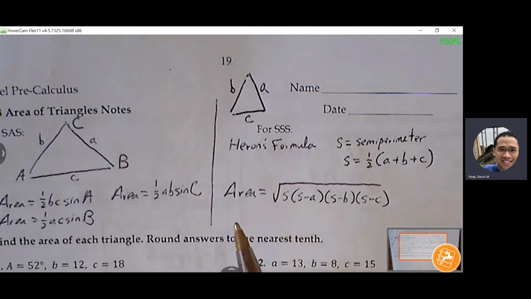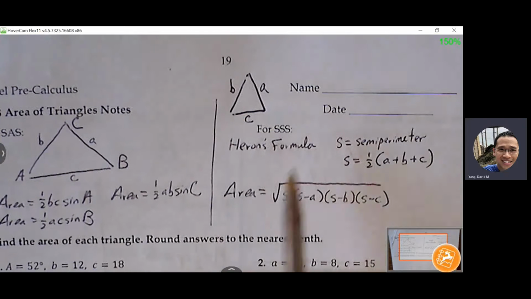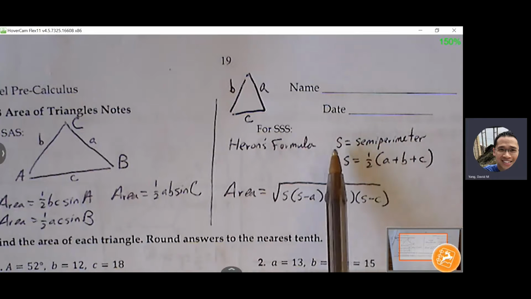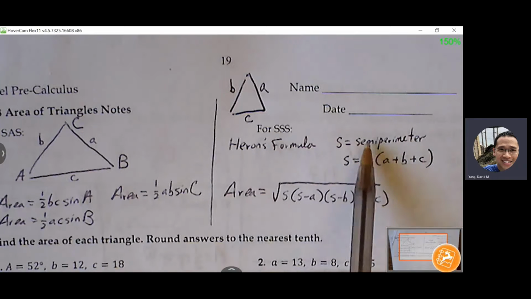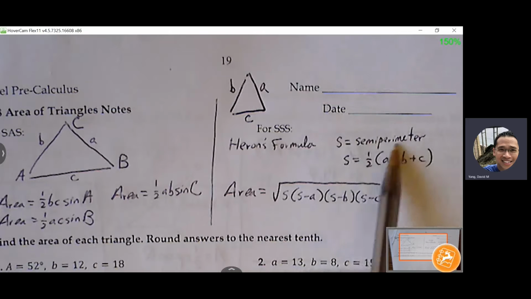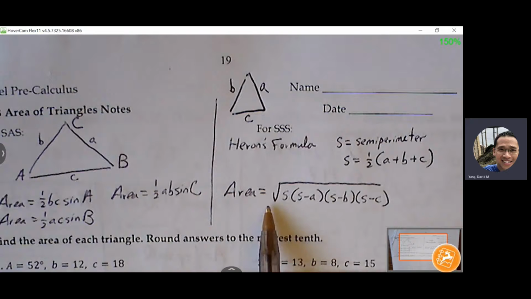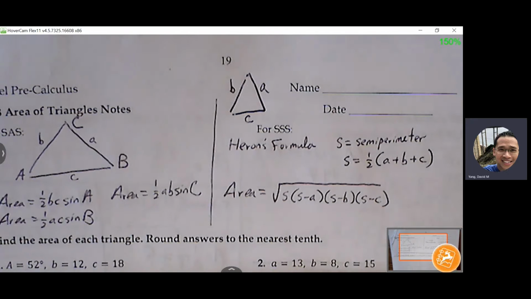So if it's side side side, there's a formula, but we first have to find something called the semi-perimeter. Semi-perimeter is basically half the perimeter of the triangle. That's something that's required in this area formula that we're going to use. So the semi-perimeter basically just means adding up the sides of the triangle and dividing by 2. Or you can think of it as 1/2 times the sum of the perimeter.